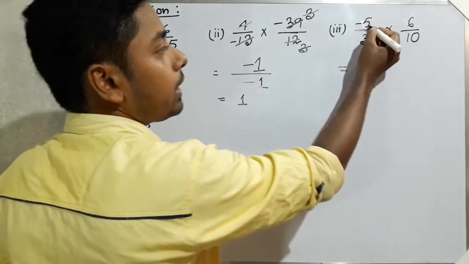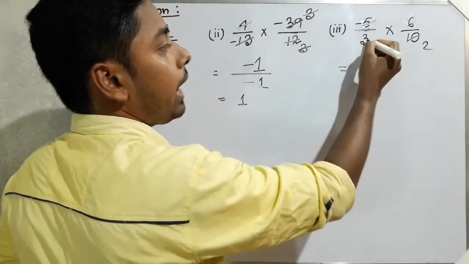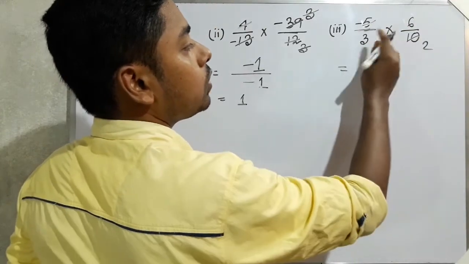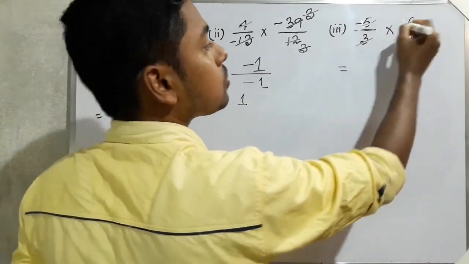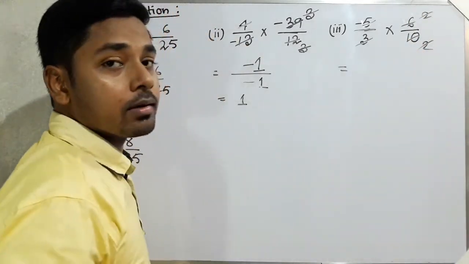How? Here 5 and 10 we can cut it. 5 twos are 10, and here 3 and 2, 3 and 6 we can cut it also. 3 twos are 6. Now this 2 and 2 cut.